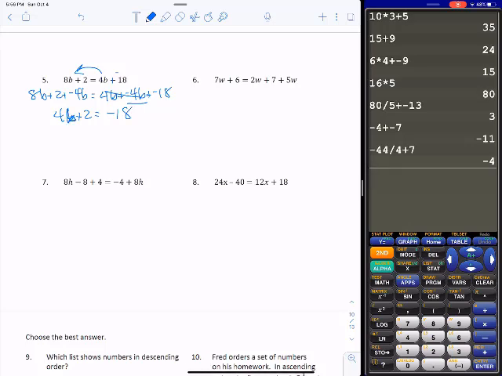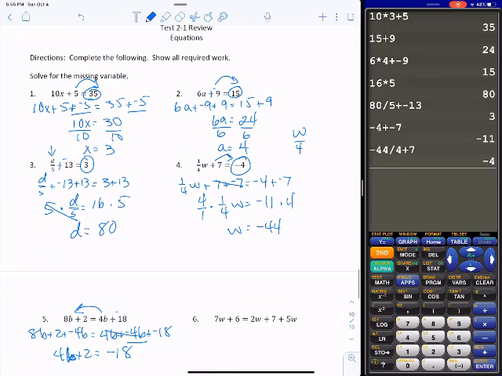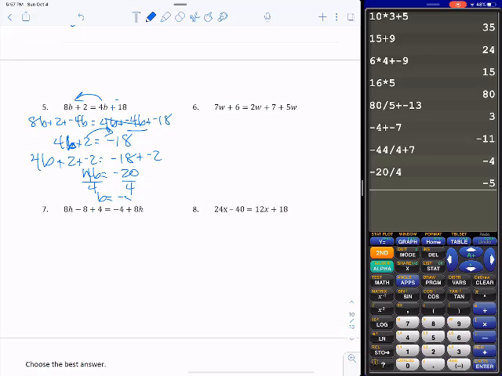Okay, now this question is just like one of the ones that we just worked. So now we move the 2 over to the other side. So 4b plus 2 plus negative 2 equals negative 18 plus negative 2. So 4b equals negative 20. So I divide by 4, and b is equal to negative 5.